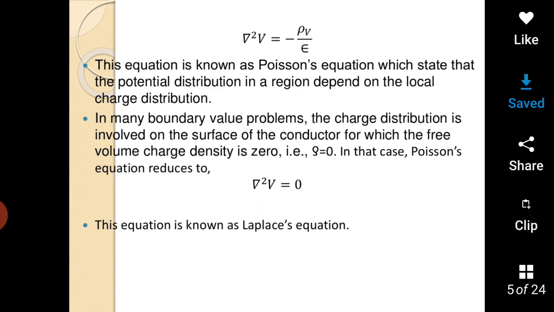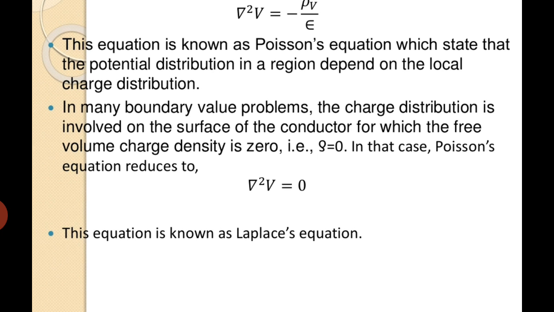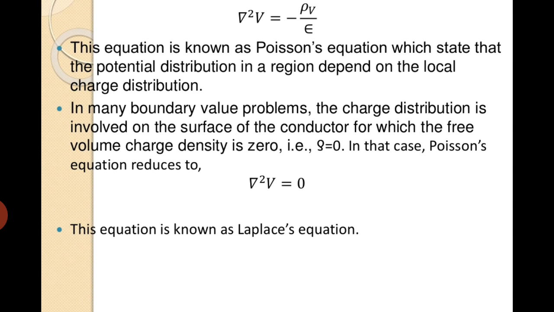So now del square V is equal to minus rho V divided by epsilon. This equation is known as Poisson's equation, which states that the potential distribution in a region depends on the local charge distribution, right? So del square V is equal to minus rho V by epsilon is Poisson's equation.